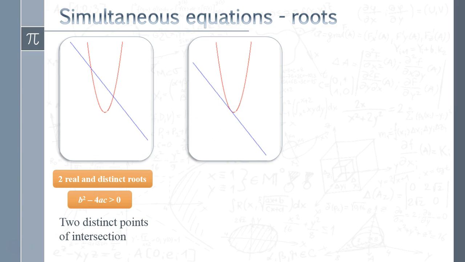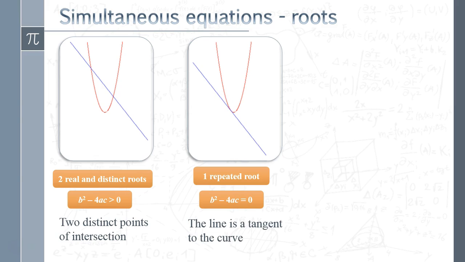Second example, we've got just one repeated root. The line and the curve meet in one particular place. We know from that, if we've got one repeated root, that means that b squared minus 4ac equals 0. And what that means is the line is a tangent to the curve, i.e. the line just touches the curve and then goes away from it again. It doesn't actually go through the curve.